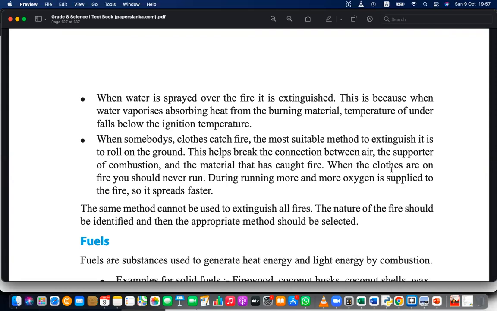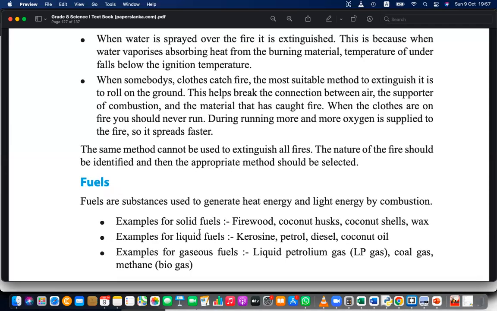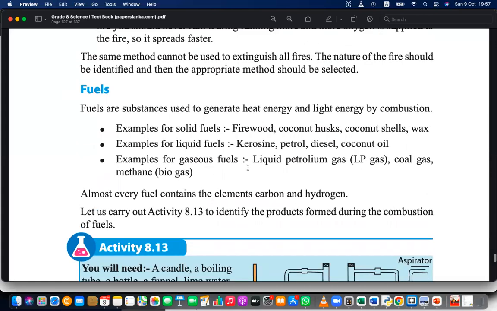Here, when clothes are on fire, you should never run. During the running, more and more oxygen is supplied to the fire, so it spreads faster. It spreads very fast. So running is not a solution. Right? The same method cannot be used to extinguish all fires. The nature of the fire should be identified, and then an appropriate method should be selected.